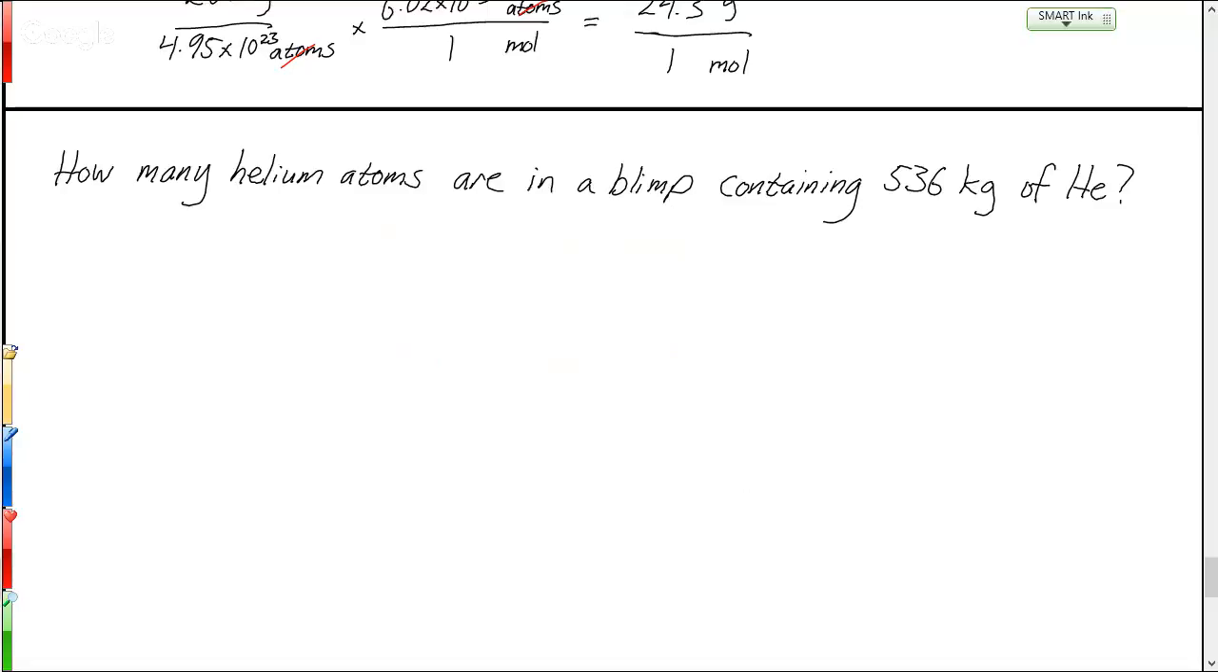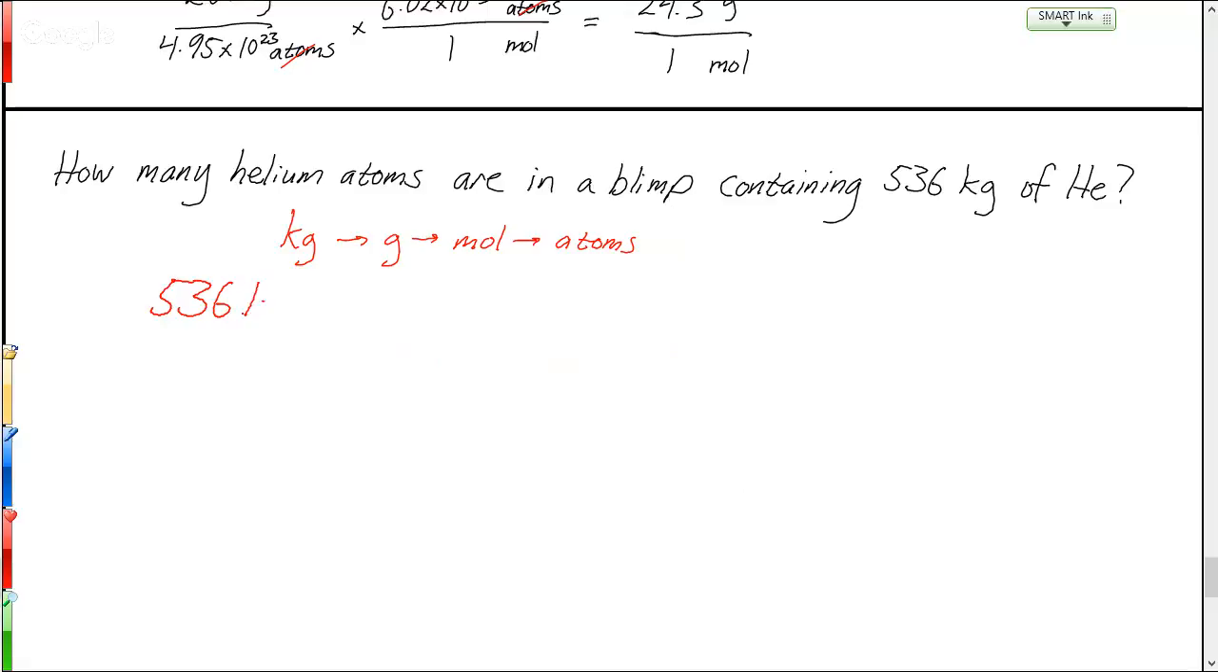You want to throw one out there? 8.07 times 10 to the 20th atoms. Yeah, does that sound right? See a lot of head nods. Yeah, let's set this up. So we're going to go kilograms to grams to moles to atoms. We can always get atoms from moles by using Avogadro's number, and then we can get from grams to moles using the molar mass. Kilograms to grams, we know our metric conversions.